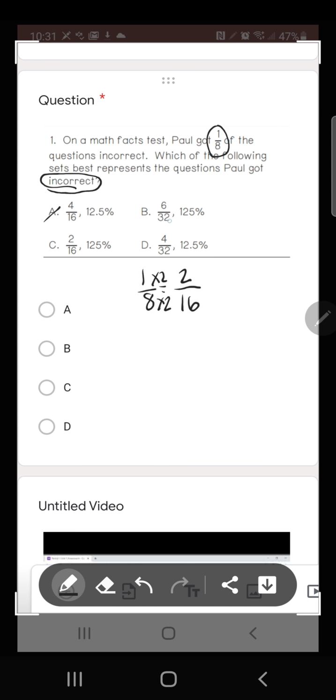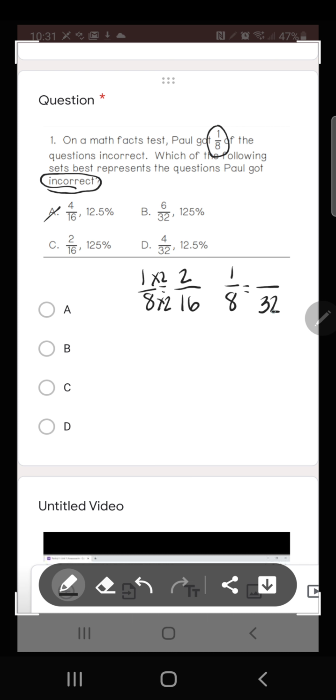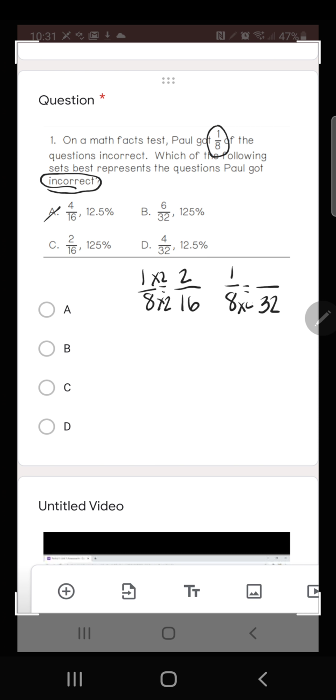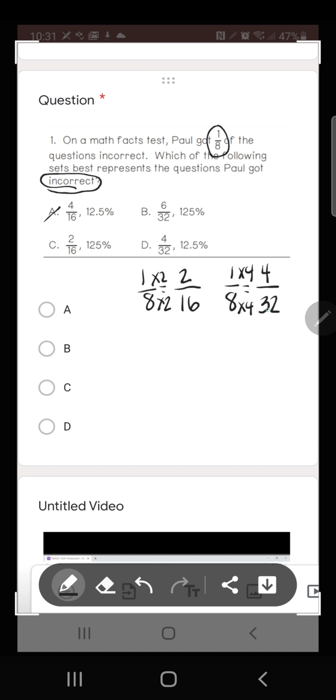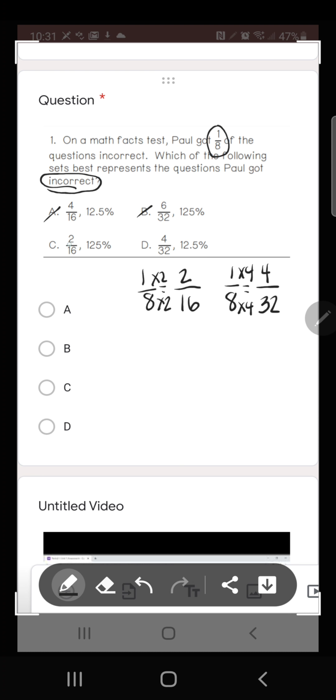So I know that 1/8 is equal to, and then the denominator is 32, so I'm going to set this equal to have a denominator of 32. Okay, 1/8 is equivalent to how many 32s? To get from 8 to 32, you multiply by 4, multiply the top by 4. 1 times 4 is 4, so 1/8 is equivalent to 4 over 32. So I know B is out because of my fraction. So my choices are C and D based on the fraction. Then I need to look at the percent.